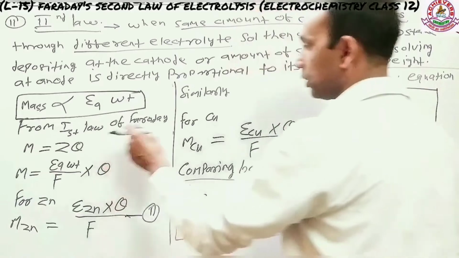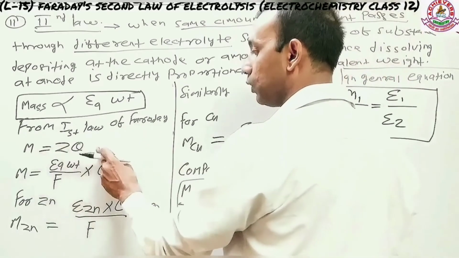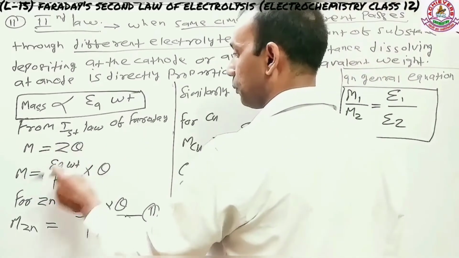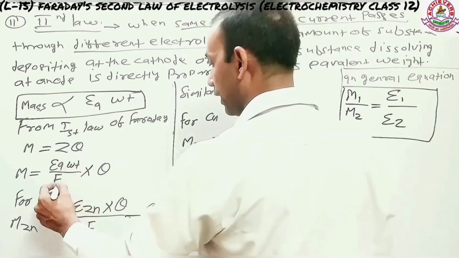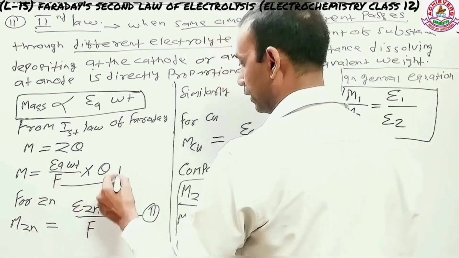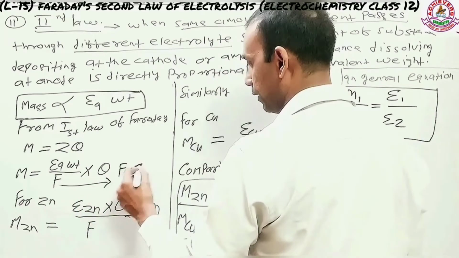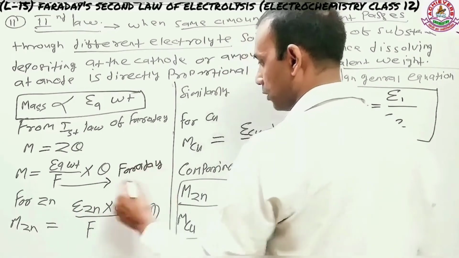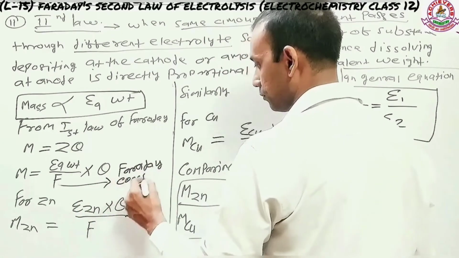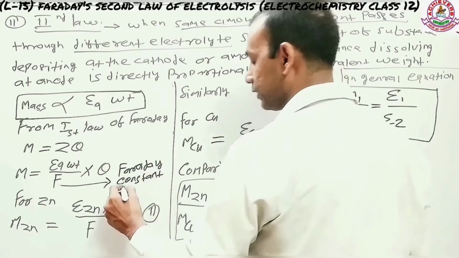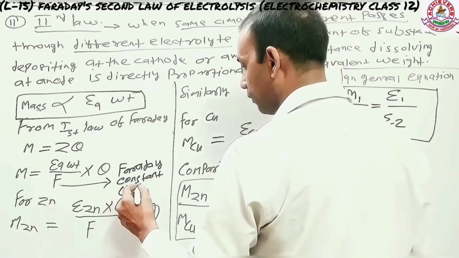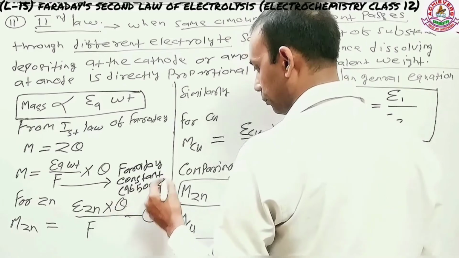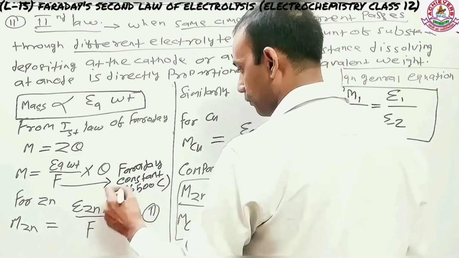So according to the first law of Faraday, M equals Z into Q, Z is equal to equivalent weight upon F. F is the Faraday constant. Let me write here: F is the Faraday constant, and its value is 96500 coulomb. So this is what the Faraday constant is.